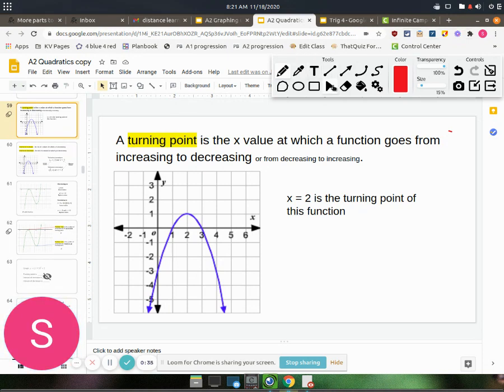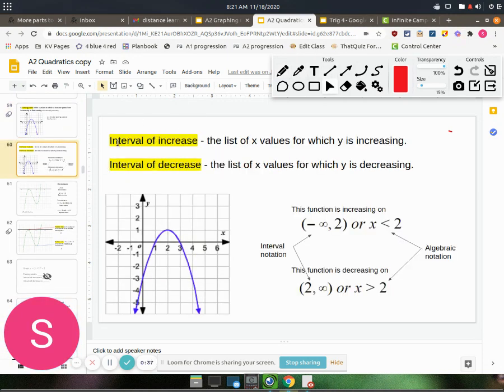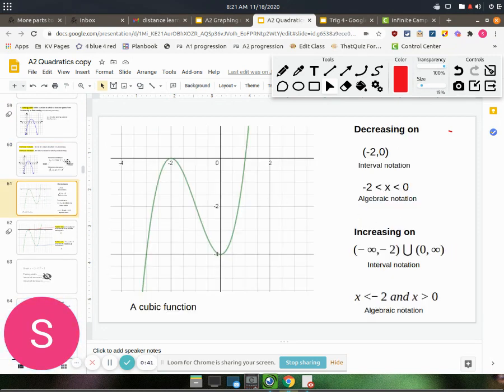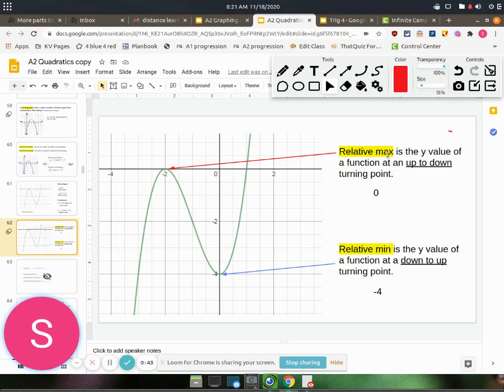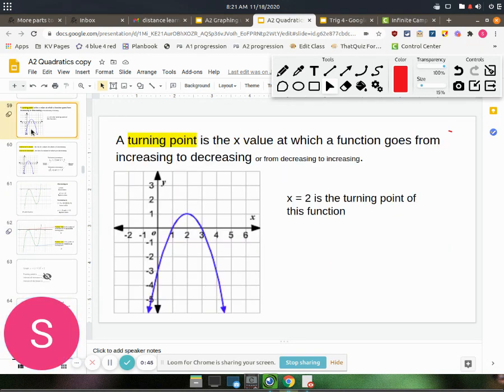Let's see, what else we're going to look at. Turning points, intervals of increase and decrease, and relative max and relative min. They're pretty simple concepts, but sometimes kids will get them mixed up between the two. So I think there's a set of notes in a PDF. You can refer to that, but check out the video here.